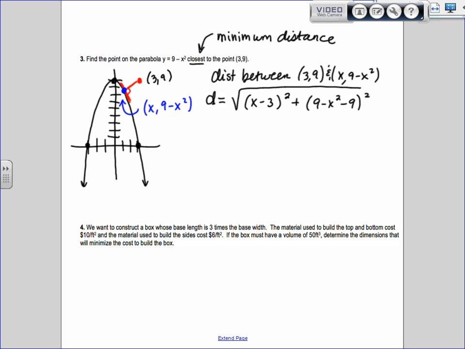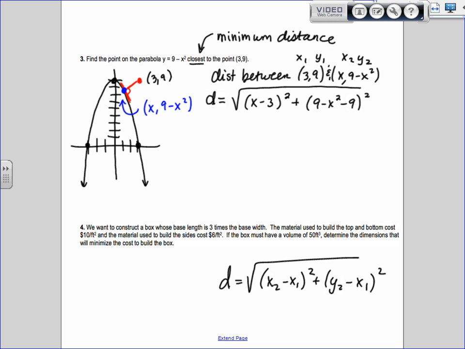Where do you get the exponents? I'm doing the distance formula. This is my x2, y2. This is my x1, y1. Remember, x2 minus x1 squared plus y2 minus y1 squared. Do you guys remember the distance formula? Do you need me to write it down? It comes from the Pythagorean theorem. a squared plus b squared equals c squared. It's just c squared, and we took the square root of it. All right.